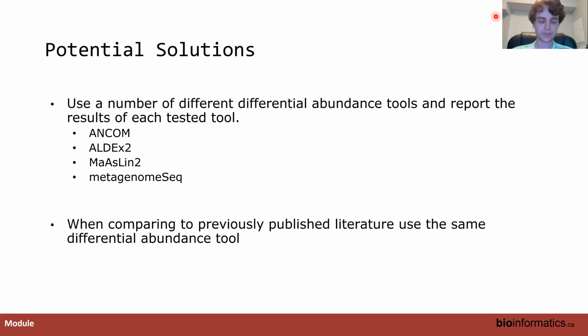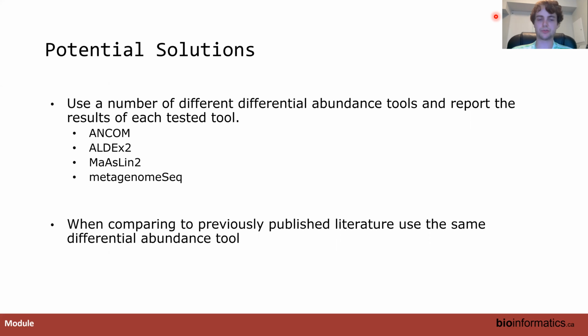Overall, I would say when comparing to previously published literature, you should always use the same differential abundance tool, or at least one of the tools you test should be the same as the one that was previously published, because as previously shown, if you don't, this can be a factor that results in different results than what has previously been shown.